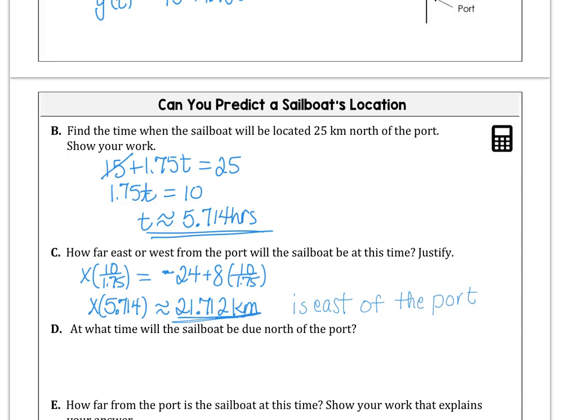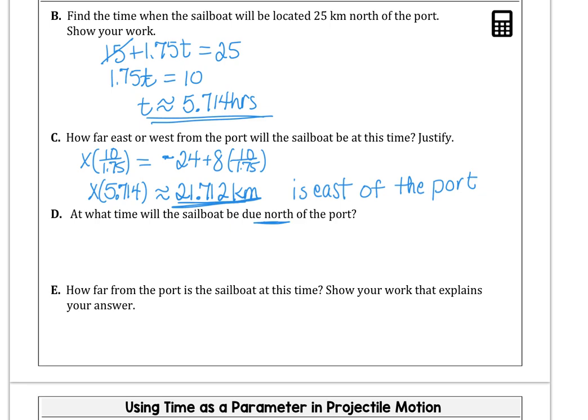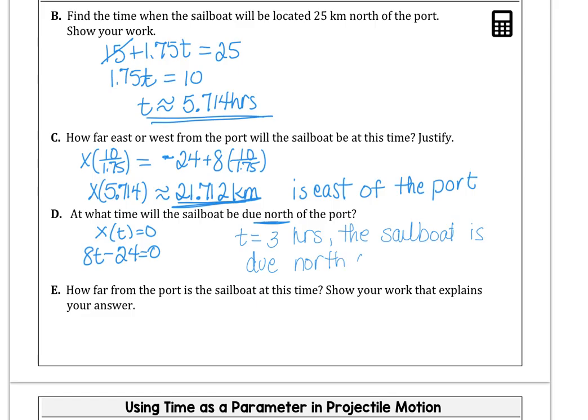Part D, at what time will the sailboat be due north of the port? Well, due north of the port is when x is 0, and then we could solve that for the value for y. So setting that up, the x of t has to be 0, and 8t minus 24 is 0 when t is 3. So in 3 hours, the sailboat is due north of the port.